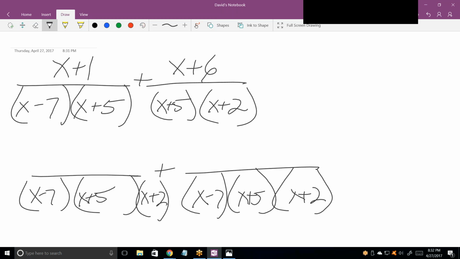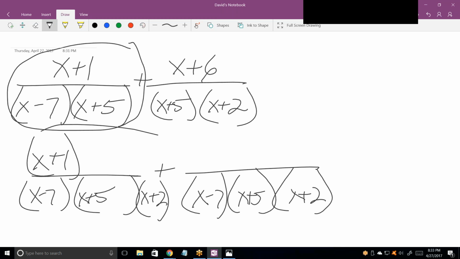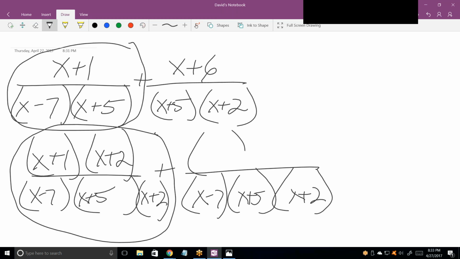What's the top left numerator going to be? It's got to be so that I don't change. In other words, this has to be the same as this. That's the way you figure it out. X plus 1 times x plus 2. The top right numerator: x plus 6 times x minus 7.